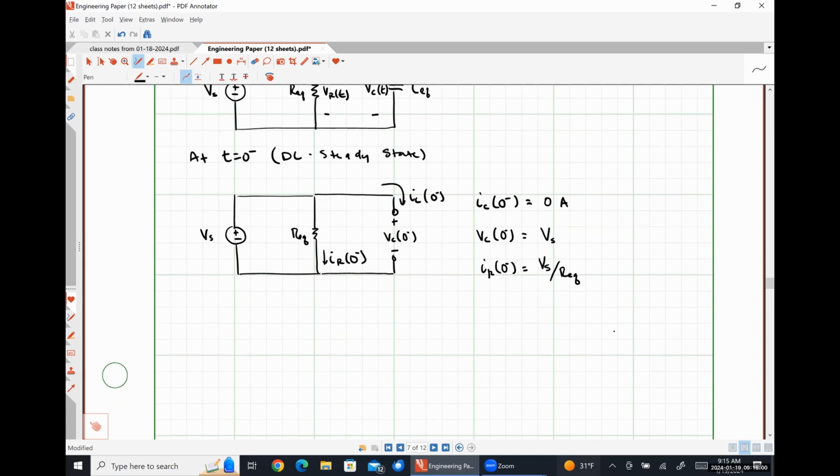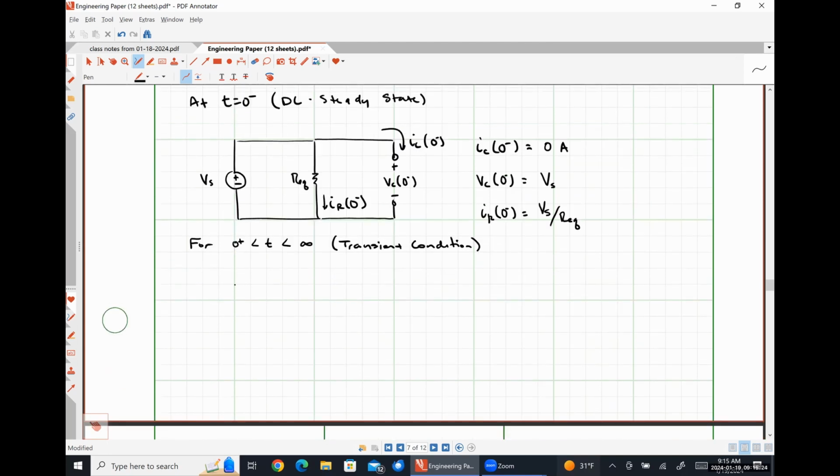Okay. So for 0 plus is less than t is less than infinity. So during the transient condition, our circuit looks like this. Here's our voltage source Vs. Our switch is an open circuit now. Here's Req and IR.